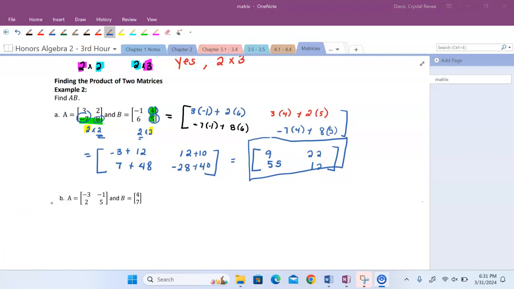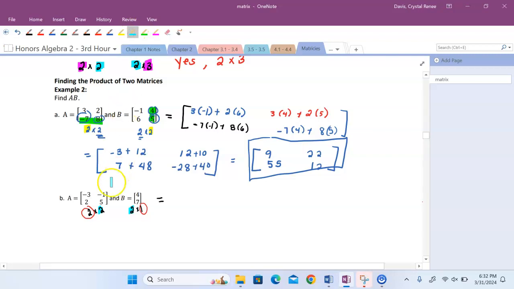All right, so let's look at B now. I have a 2 by 2 matrix, and I'm going to multiply it by a 2 by 1 matrix. Once again, I want to check these match, so I can definitely find the product, and then I will end up with a 2 by 1 matrix as my product. When I do this, it's the same process as before.